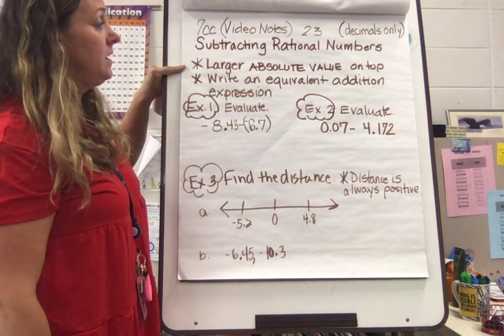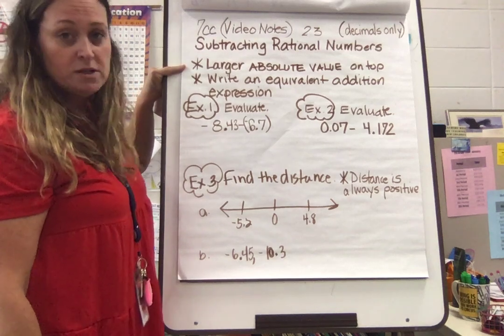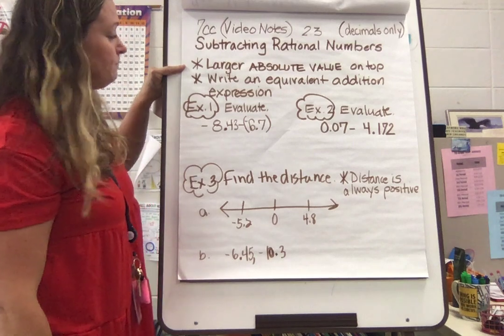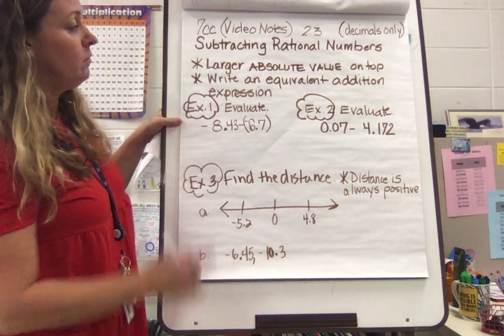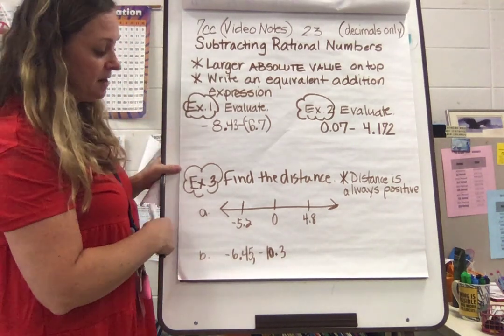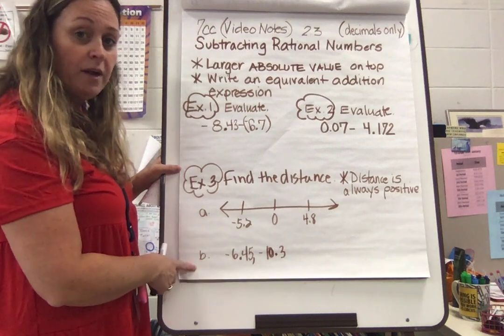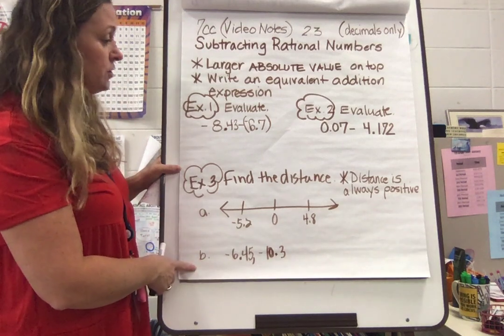We're then going to make sure that the larger absolute value is always on top when we're working with our decimals. In example 1 and 2, we're going to evaluate, and in example 3, A and B, we're going to be finding the distance between two rational numbers.